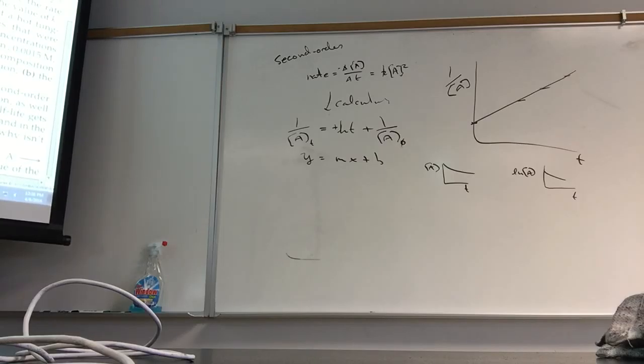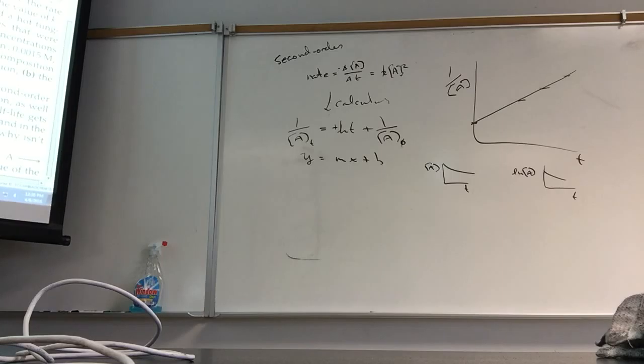We have the concentration of A versus time. Then we have to use Excel to get the ln of A values, and we can use Excel to get the 1 over A values here. Make 3 plots and see which one of those is most linear. Usually the way we determine which one's most linear is we look at the R squared.